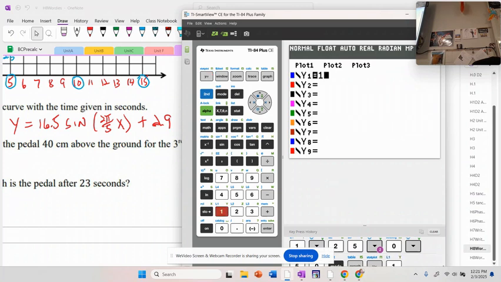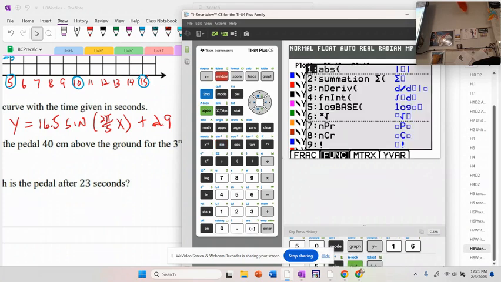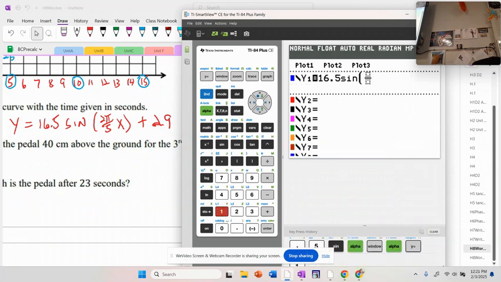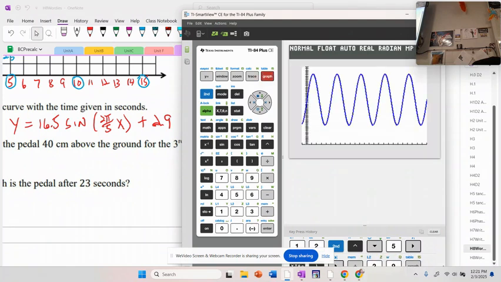Okay, here we go. 16.5 sine. I'm going to go ahead and use the fraction button. No, that's wrong. 1, all right, and then 2. You go too fast. Slow as molasses here. Plus 29. There we go.